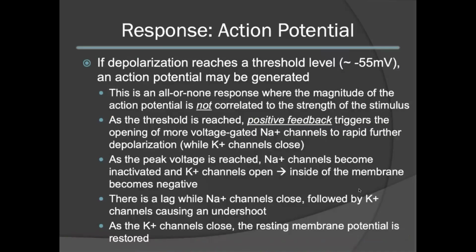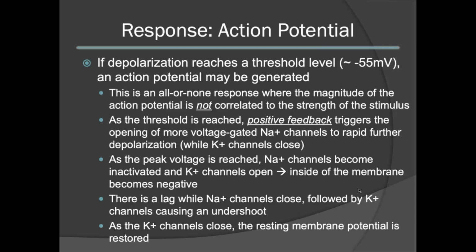We're now going to take a look at the action potential response of a neuron. If the depolarization event reaches a threshold level of about negative 55 millivolts, an action potential within the neuron can be generated. Note that this is considered an all or none response. This means that if an action potential is generated, the magnitude of that action potential is not correlated to the strength of the stimulus, as we saw in the graded responses.